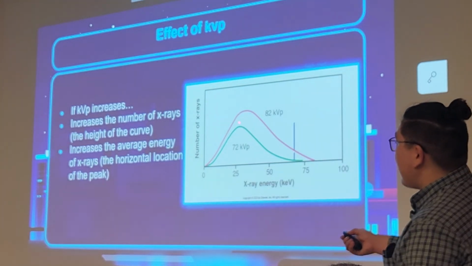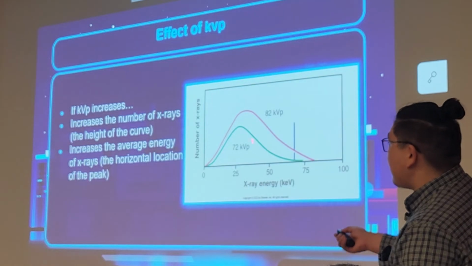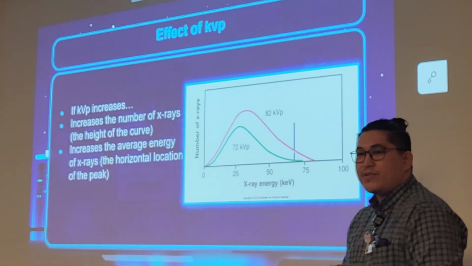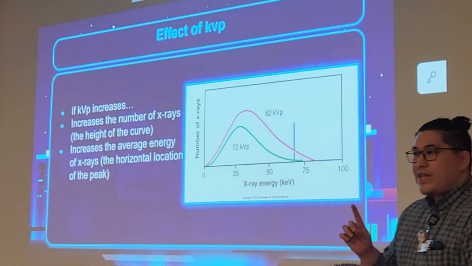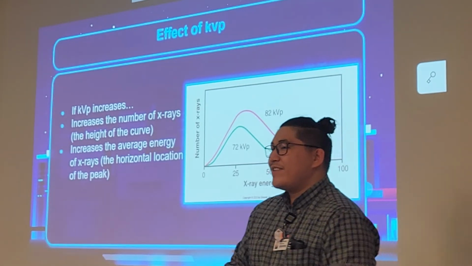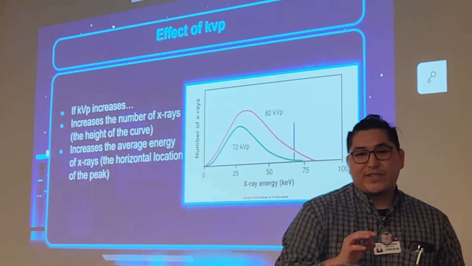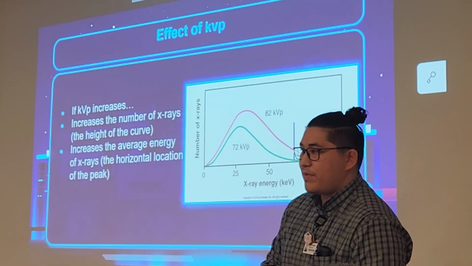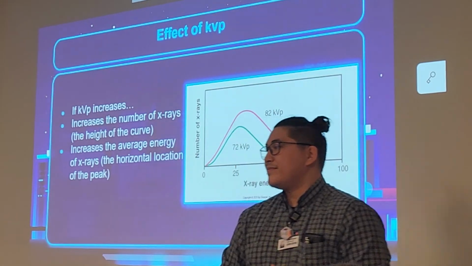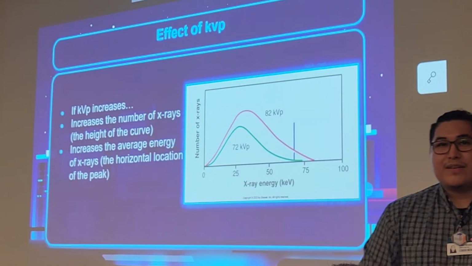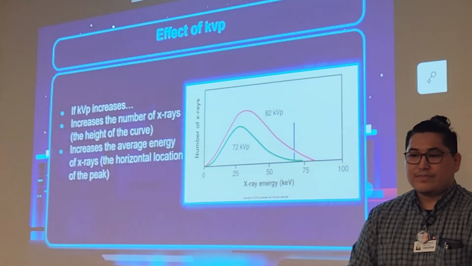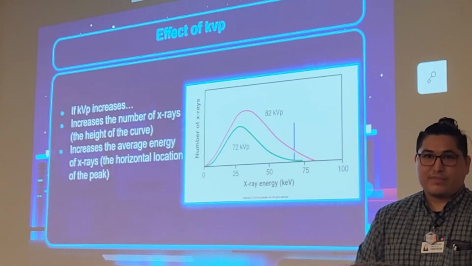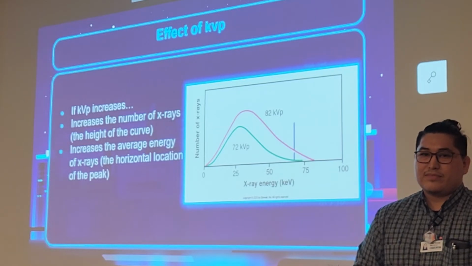We see that indeed the peak did move over to the right, so the energy did increase. But the height also increased, so the number of photons also increased. Remember, kVp does increase the penetration power of the beam, so the energy, but it also has an effect on the quantity of the beam. Are they directly proportional? As kVp increases, the amount of X-rays increases, but they are not directly proportional.